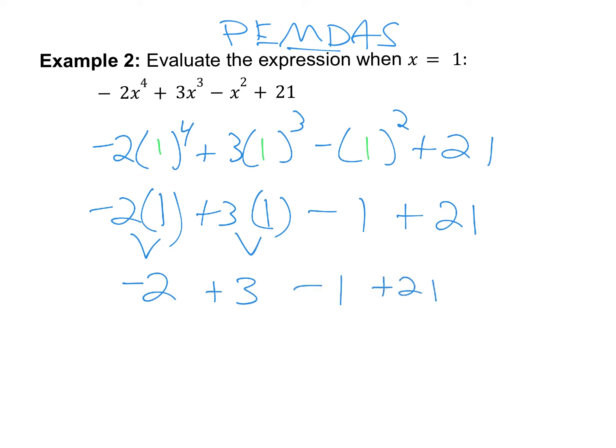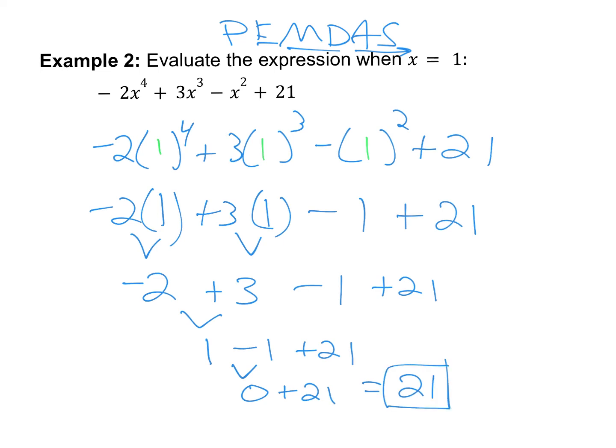plus 21. Now here's where it's important to actually go from left to right with addition and subtraction. We don't do all the adding first and then subtracting. We just work left to right with both of them. So I'll start with -2 plus 3. That's +1 since we're starting at a -2. And then we do the subtraction. 1 minus 1 is 0. And then 0 plus 21 is 21. So that is the value of that polynomial expression when x equals 1.